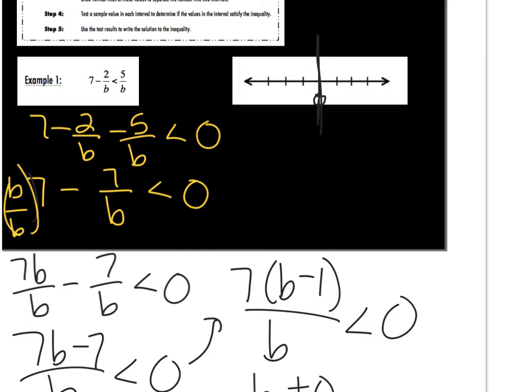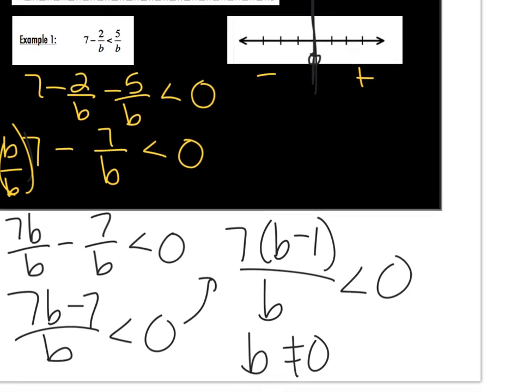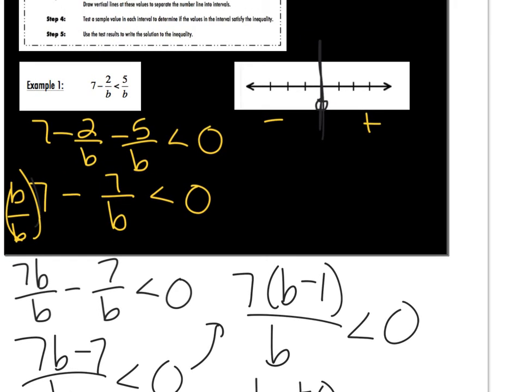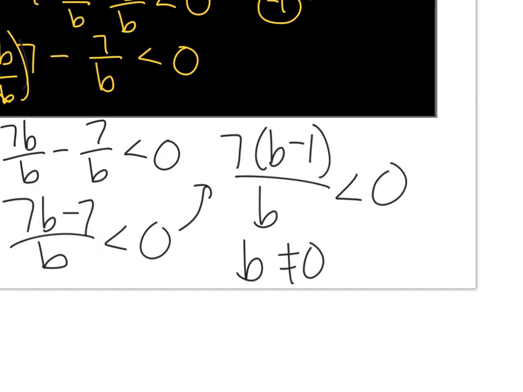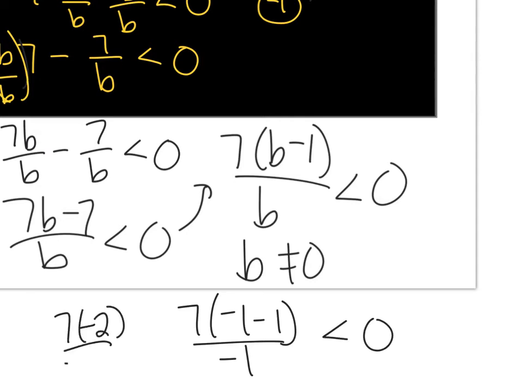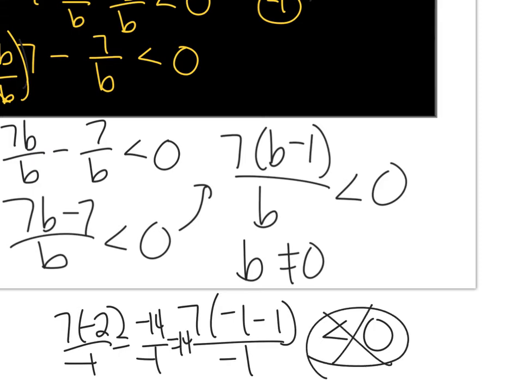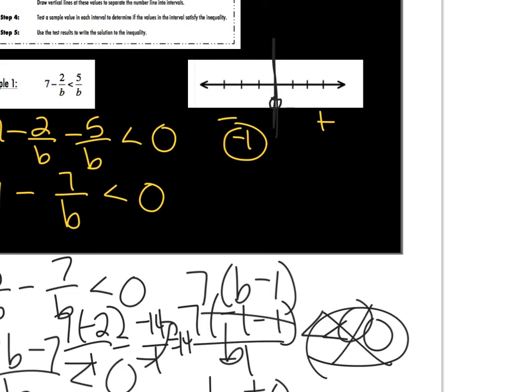I'm looking at negative and positive numbers, and seeing which are going to be true in this situation. If I take a number like negative 1, which is in the negative, and I test it, I put it in here. So I take 7 times negative 1 minus 1 over negative 1, and I see, is it less than 0? Well, that's 7 times negative 2 over negative 1, so that's negative 14 over negative 1, which is a positive 14. Is that less than 0? No. So this does not work. This fails.